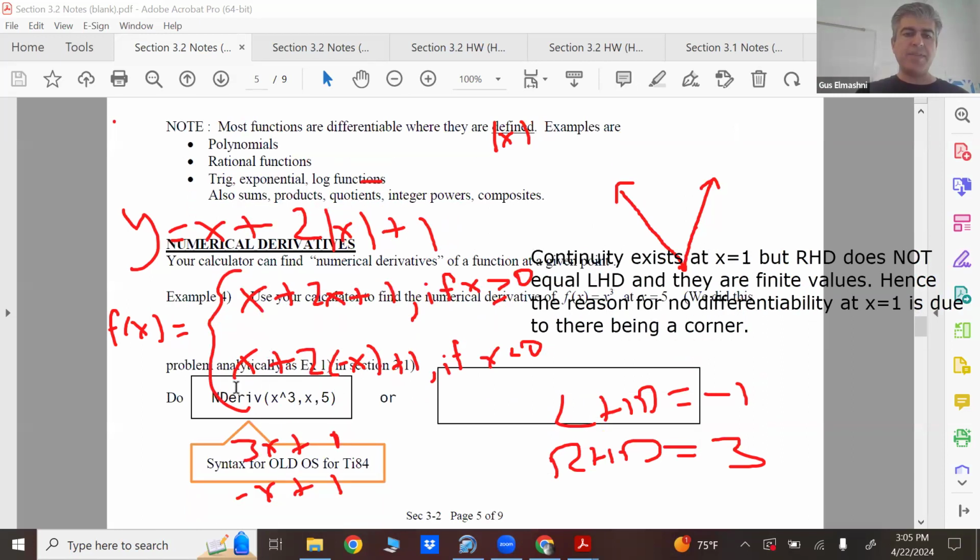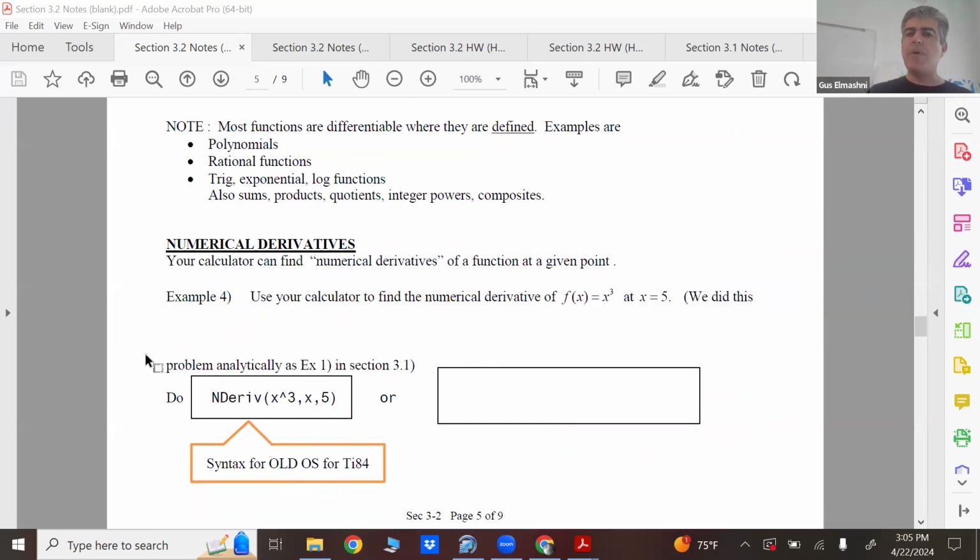Okay, really quickly, guys. One last thing, then we're done. Most functions are differentiable where they are defined. Guys, quiet, please. Thank you. So whenever the domain exists, most likely, like polynomial functions, differentiable is nice and smooth. I emphasize the word smooth. You need smooth curves to be differentiable.